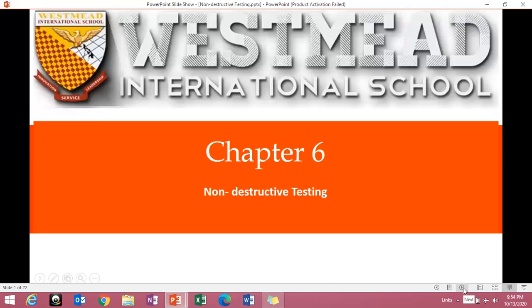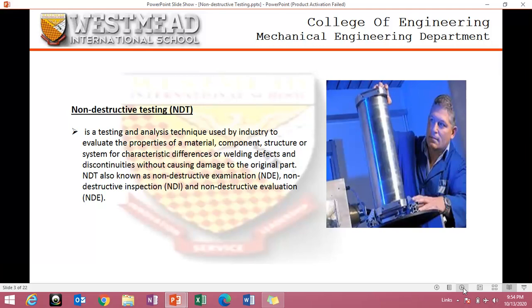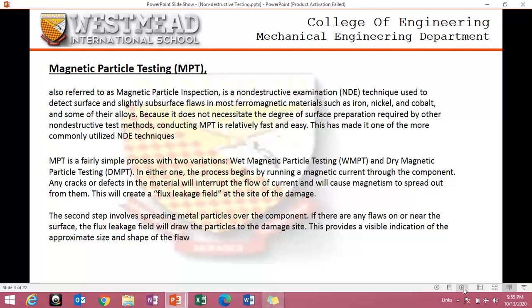Chapter 6, Non-Destructive Testing. What is non-destructive testing, or NDT? Non-destructive testing, or NDT, is a testing and analysis technique used by industry to evaluate the properties of a material, component, structure, or system for characteristic differences, or welding defects and discontinuities without causing damage to the original part. NDT is also known as non-destructive examination, non-destructive inspection, and non-destructive evaluation.